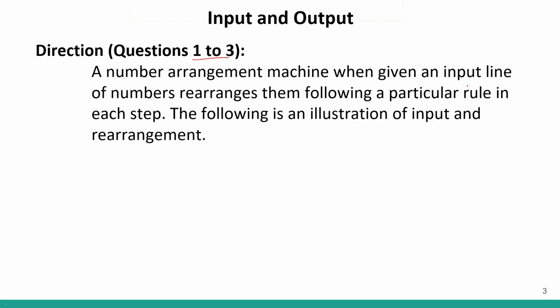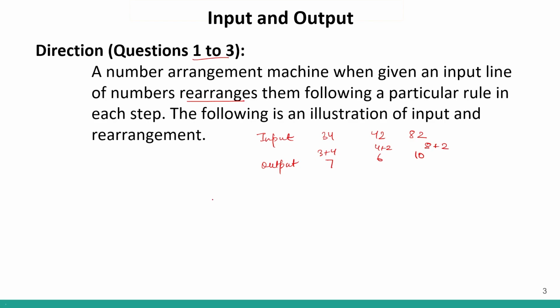A number arrangement machine, when given an input line of numbers, rearranges them following a particular rule in each step. So in each step, there is a separate rule that is being followed to get an output, correct? For example, if my input is 35, 42, 82, and the output that I receive when I enter this input in the machine is 7, 6, and 10, the first thing we have to do is decode it. Clearly it is 3 plus 5, 4 plus 2, and 8 plus 2.